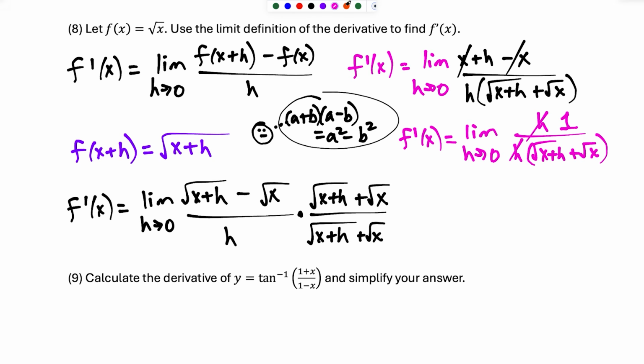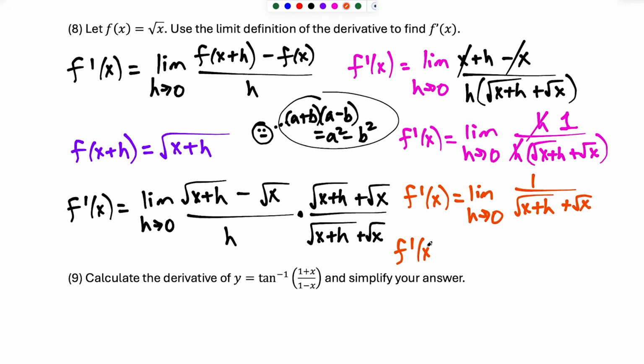So now let's think about what we have left. We have f prime of x equals the limit as h approaches 0 of 1 over, and we have radical x plus h plus radical x. And now we could plug in h equals 0. We get f prime of x now equals 1 over square root of x plus 0. And then also in the denominator, we have plus another square root x. But this gives us 1 over square root x plus square root x, which is 2 square root x.